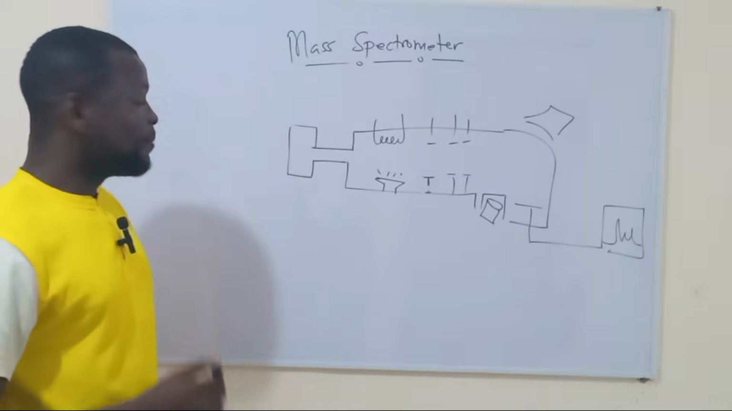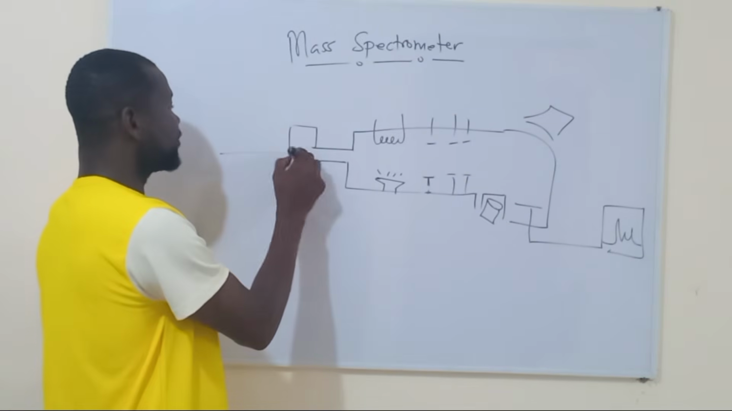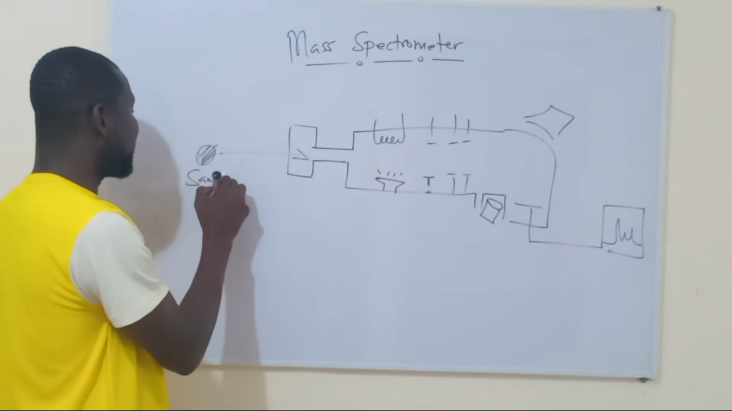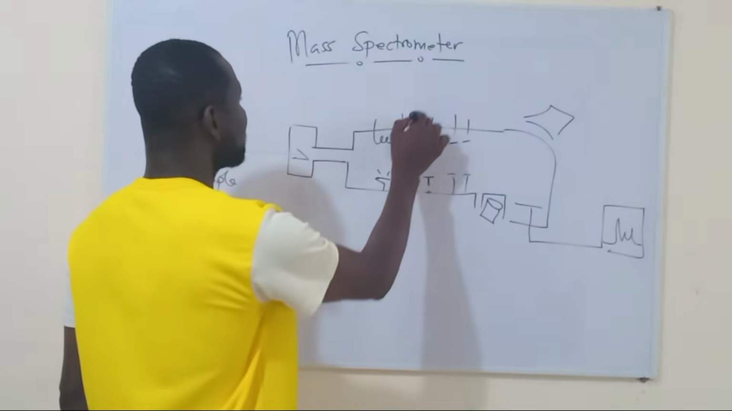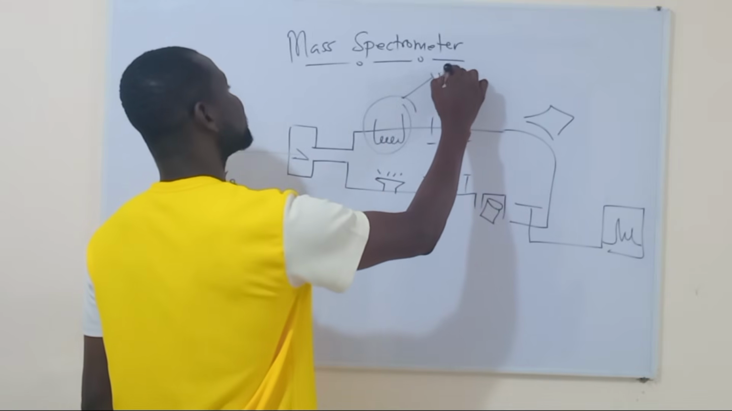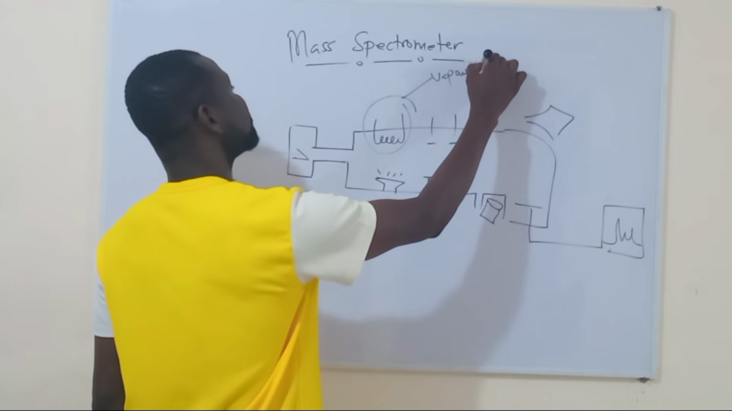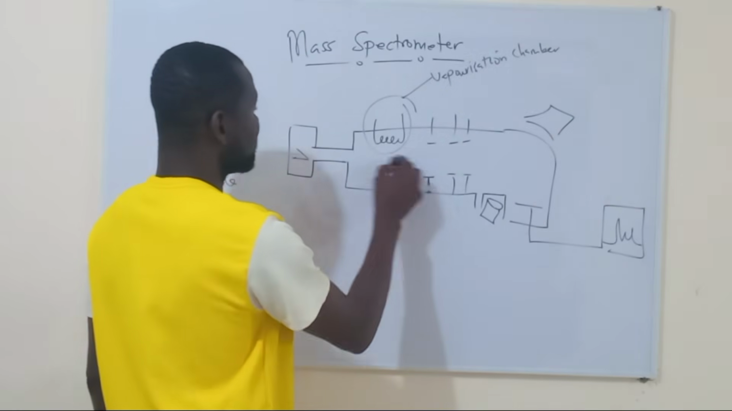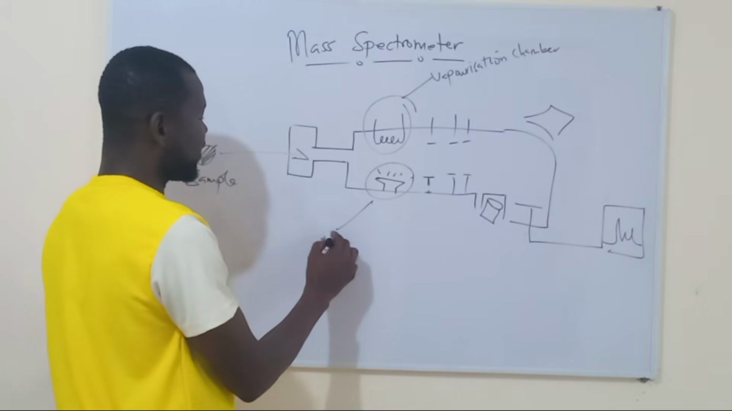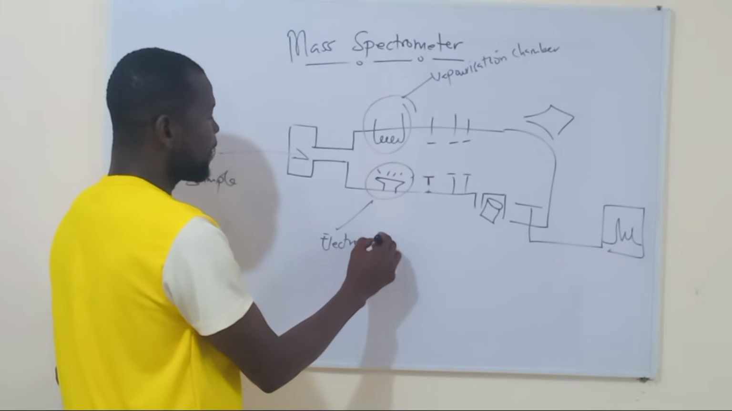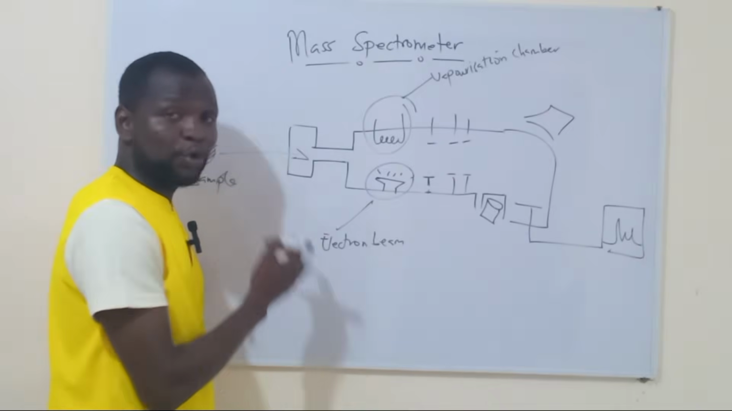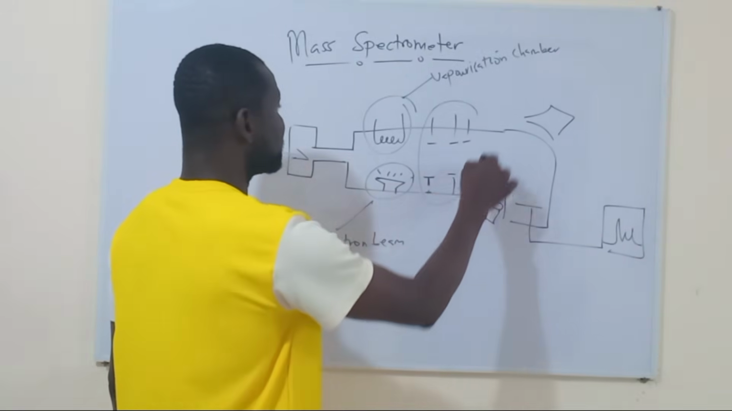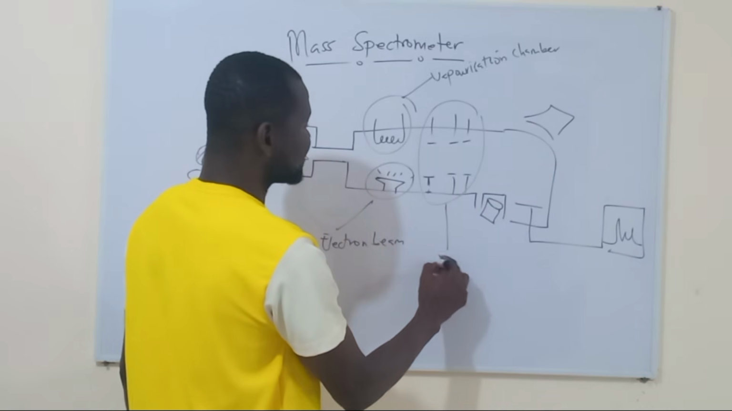Basically, the mass spectrometer has these entry points of our sample. That's the entry point of the sample we want to identify. This region is known as the vaporization chamber. This is our electron beam, normally produced by an electron gun. This region gives us what we call the acceleration chamber.